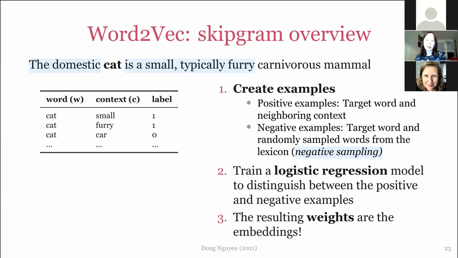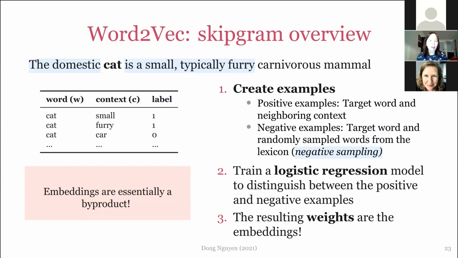Then we also create negative examples where, again, we take the target word cat, and then we just randomly select another word from the vocabulary. This is called negative sampling, and in this case, the label is 0. So cat and car, well, car doesn't occur near cat, so the label is 0. Then what we do is train a logistic regression model to distinguish between the positive and the negative examples. And the resulting weights that we get are actually the embeddings.